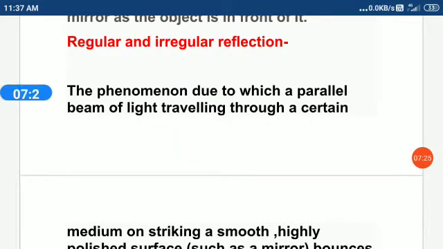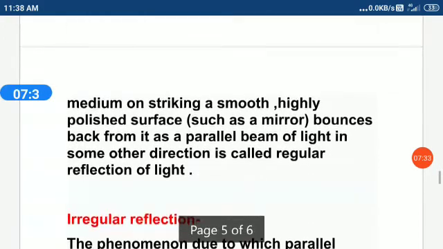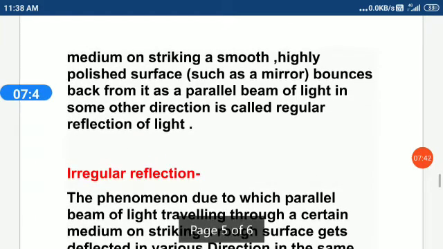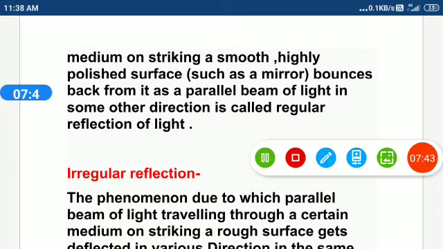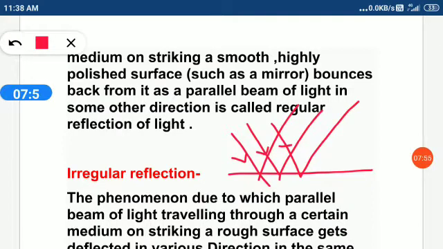So our next topic is regular and irregular reflection. The phenomenon due to which a parallel beam of light traveling through a certain medium, on striking a smooth, highly polished surface such as a mirror, bounces back from it as a parallel beam of light in some other direction, is called regular reflection of light. So with the help of a diagram, let's understand this. If a parallel beam of light falls on the plane mirror, it will bounce back parallelly in the same direction. This is called your regular reflection.